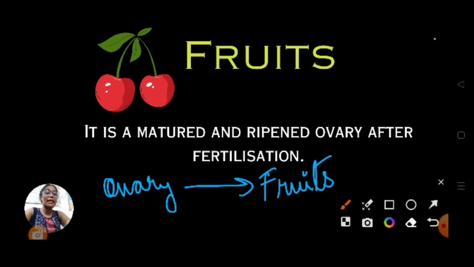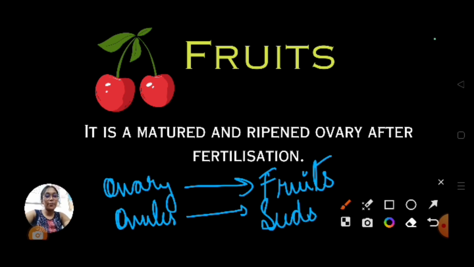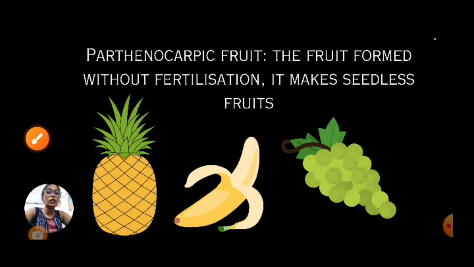Inside the ovary we have ovules, which mature to form the seeds. Is it clear now? In this video we'll talk about fruits only, and in the next video I'll bring the seeds. So let's begin with the fruits.